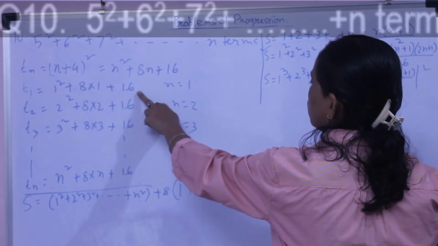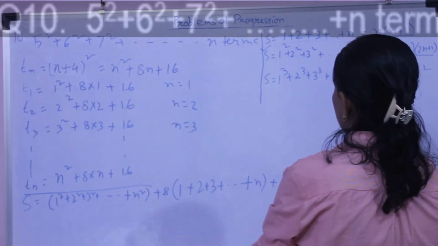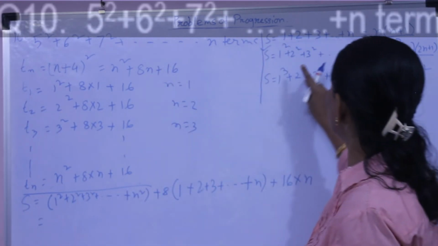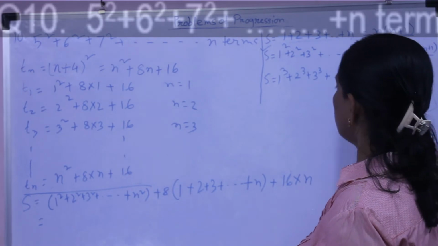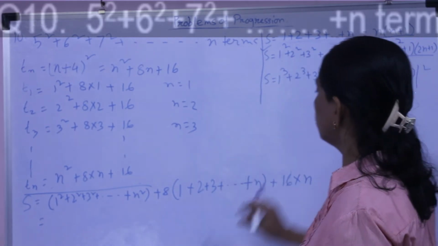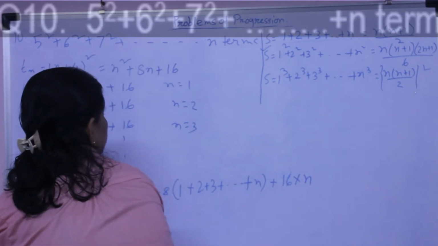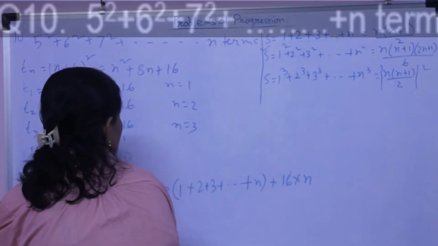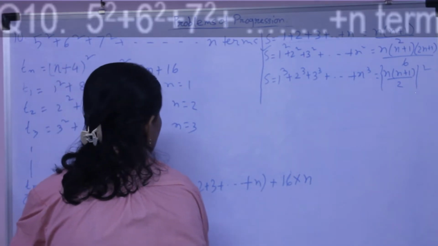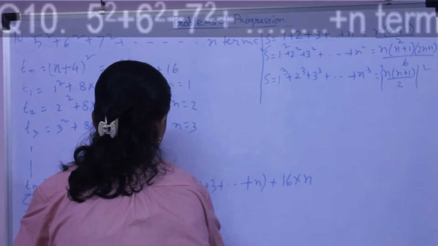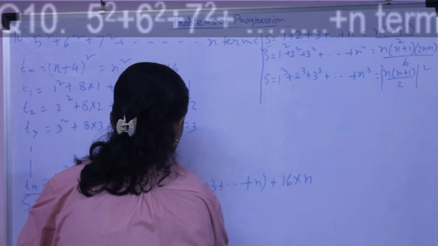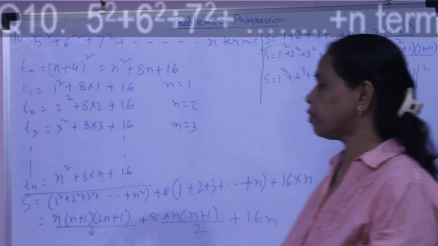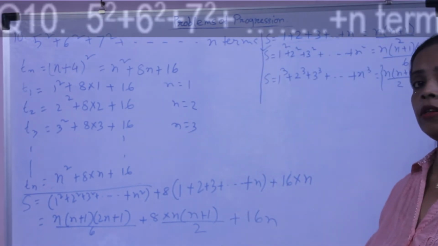How many 16s are here? 1, 2, 3 up to n, that is 16n. Right? Now put the value of 1 square plus 2 square plus 3 square, that is this one, and this is this one. Put the values here and you will get the result. So this is your summation. Simplify this and you will get the result.